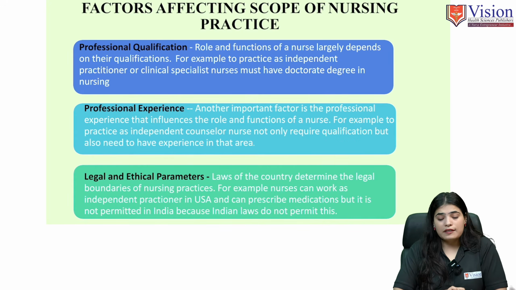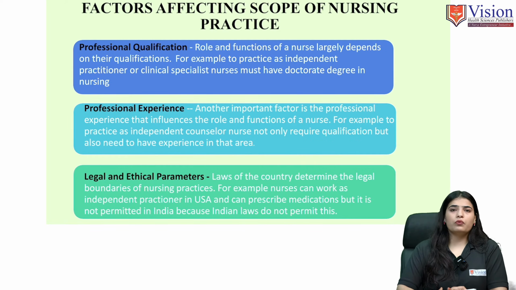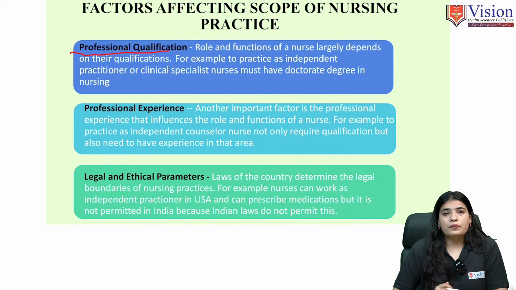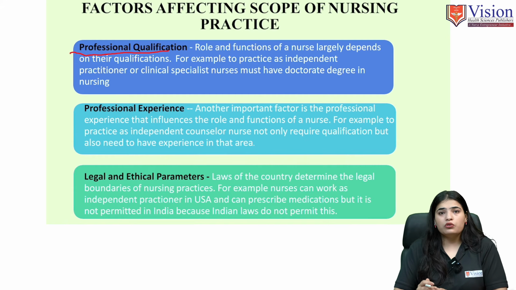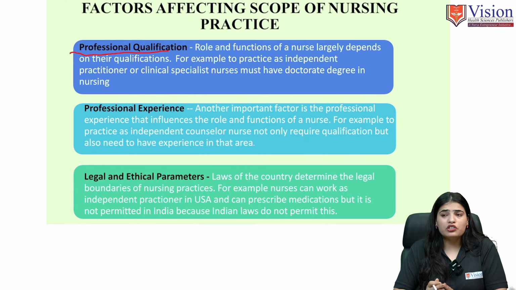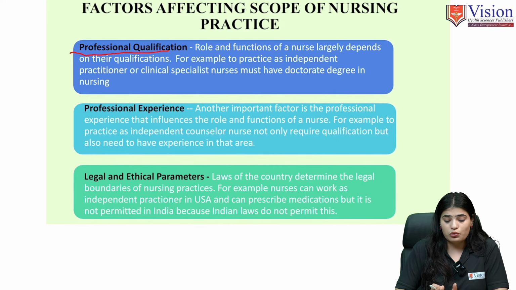So next in this is factors affecting scope of nursing practice. Okay, so what are the different factors? First one is professional qualification. Whatever your qualification is, your role as a nurse will be as per that. Okay, for example, if the person is having a diploma or a degree, they will be working in the clinical areas. And if a person is having a PhD degree or some additional degrees, they will be working as an educator. So your professional qualification will also be deciding your roles here.